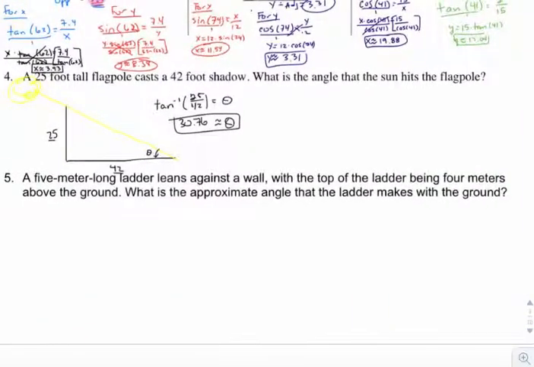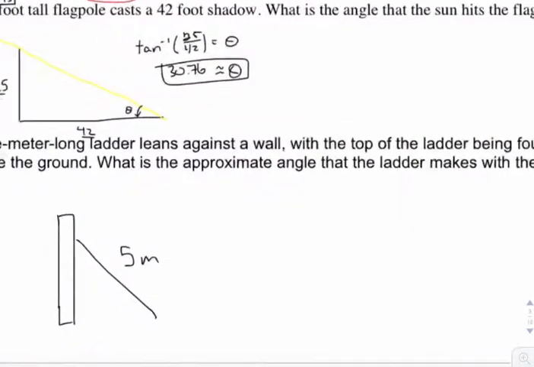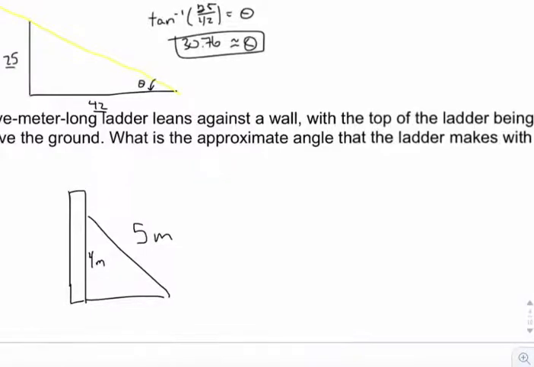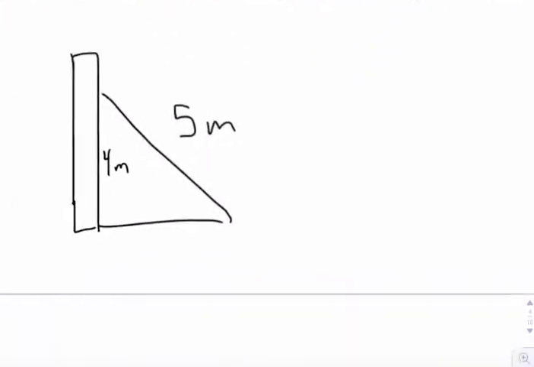Last one for this set, and I know this has been a long set, guys. I'm feeling it too. A 5 meter long ladder leans against a wall with the top of the ladder being four meters above the ground. Let's draw that. So let's see, we have this wall and we have this ladder. And it's a 5 meter long ladder. Leans against the wall with the top of the ladder being four meters above the ground. And so that tells me this distance is 4 meters. What is the approximate angle that the ladder makes with the ground?